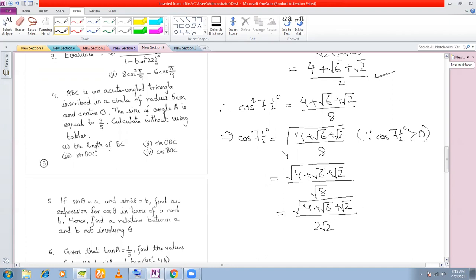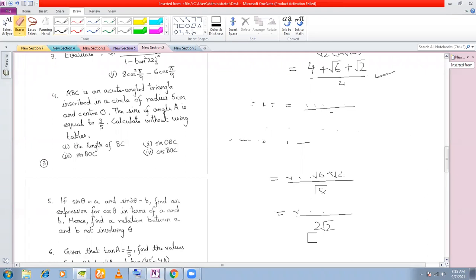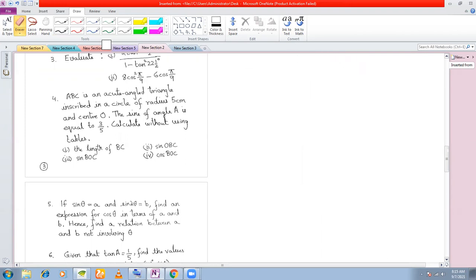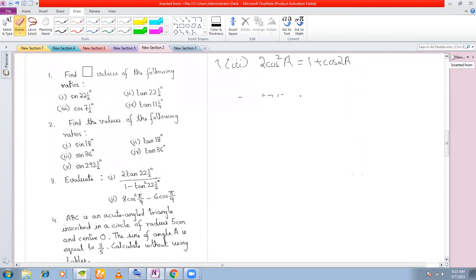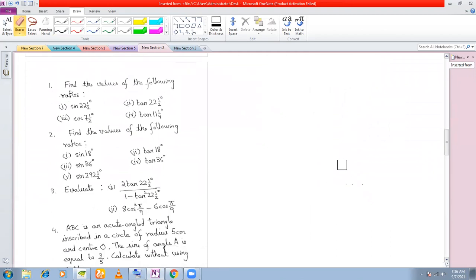Okay, next problem. Tan 11 1/4. Now, you are not actually expected to remember the value of this. If you double 11 1/4, how much will you get?